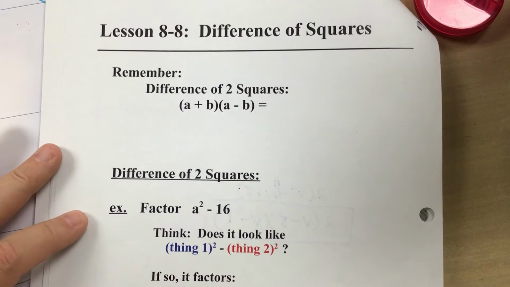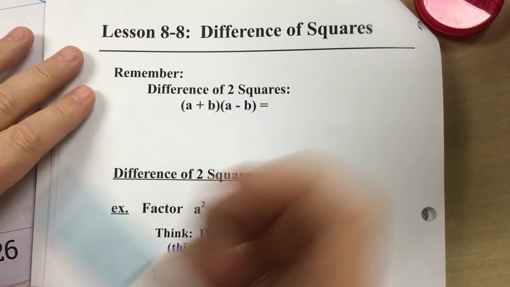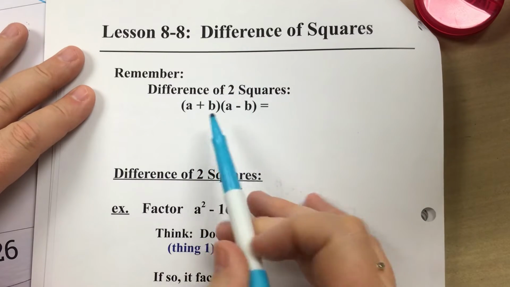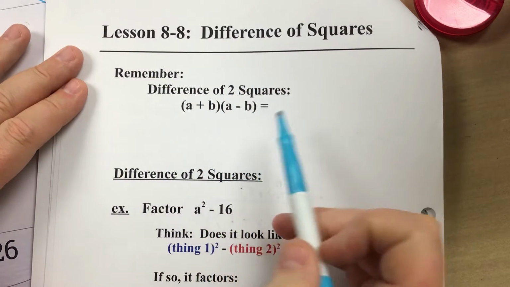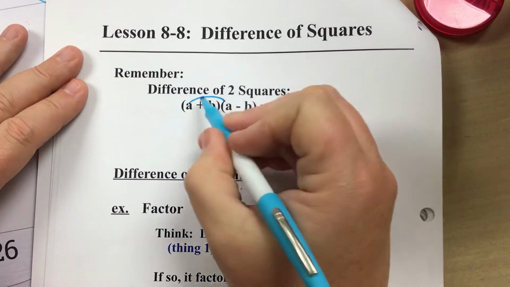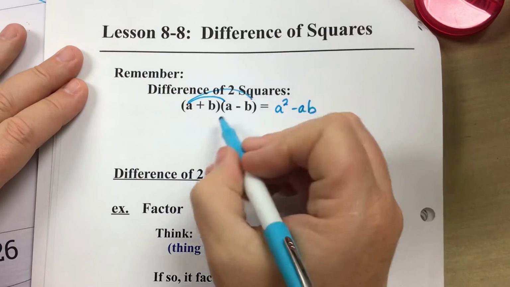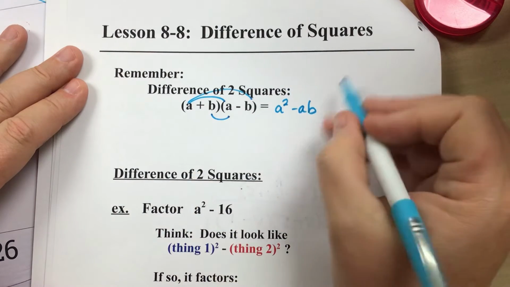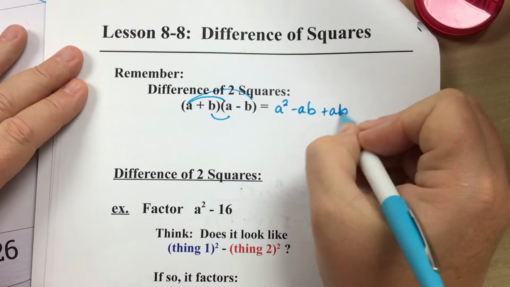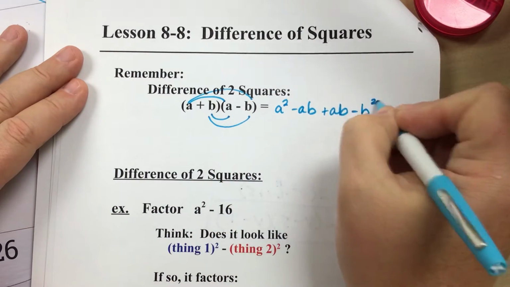Hello, Algebra 2 students. Today we are going to factor with the difference of squares and the sum of squares. Remember, the difference of two squares looks something like a plus b times a minus b. If I distribute, a times a is a squared, a times negative b is negative ab, b times a is a positive ab, and finally b times negative b is negative b squared.